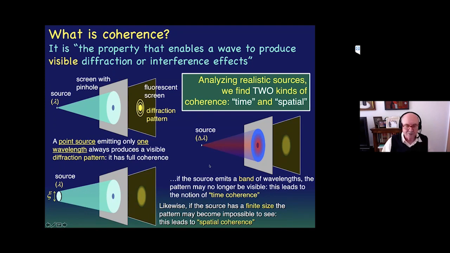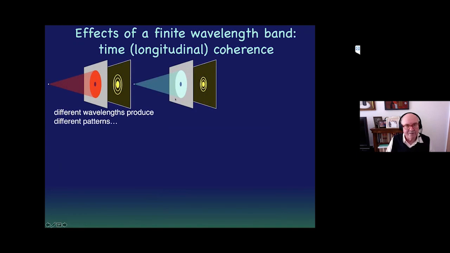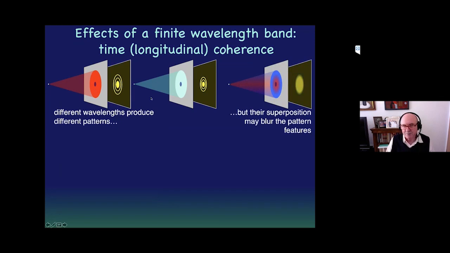It's quite easy to understand what are the conditions for these two kinds of coherence. First of all, for longitudinal coherence, let's take the phenomenon. If you take two different wavelengths, each wavelength is going to give you a different diffraction pattern. Then you add all the other wavelengths in the band, and altogether you may find that the superposition of the patterns is blurring everything out. So you get a blob, you don't see anything, okay?